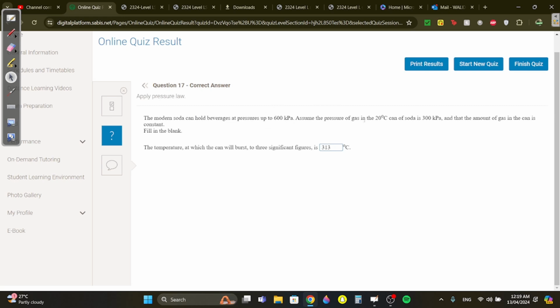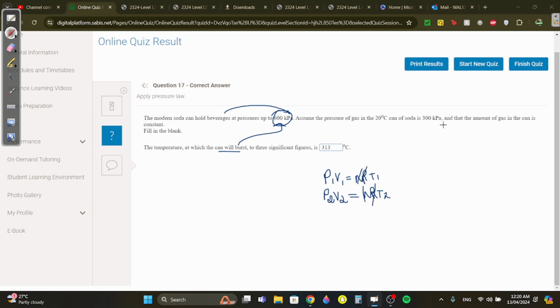They're saying assume that when it's 20 degrees, the pressure is 300. So what will the temperature be when the can will burst? The pressure is 600 because they're saying it's up to 600. That's the maximum. You can do P1V1 equals nRT1, and then P2V2 equals nRT2. Like in chemistry, cancel moles with moles because it's not mentioned. R always cancels with R.